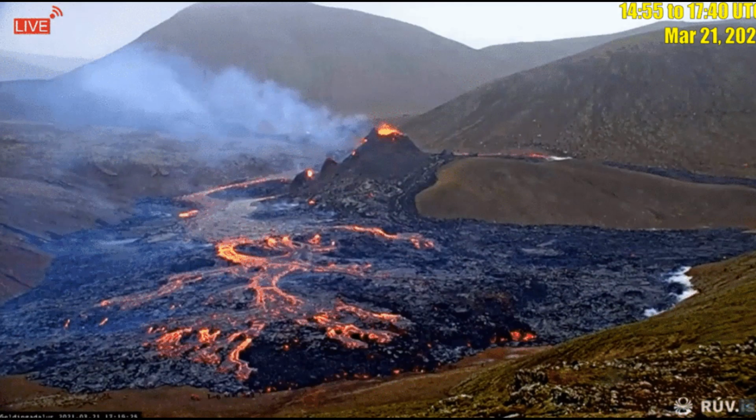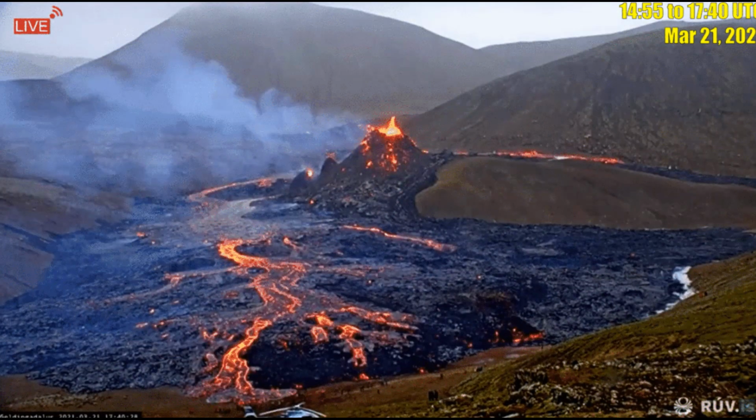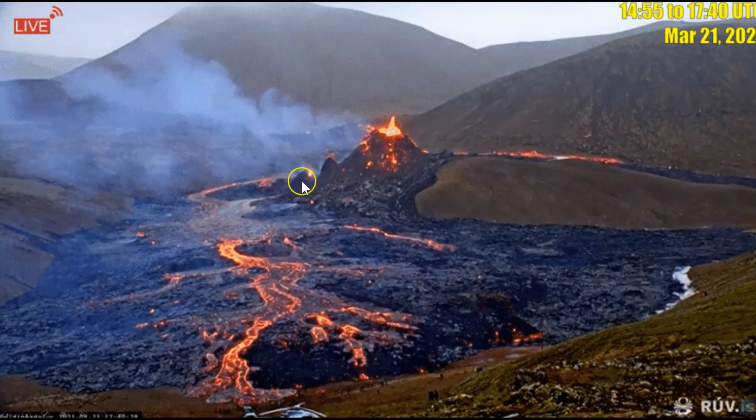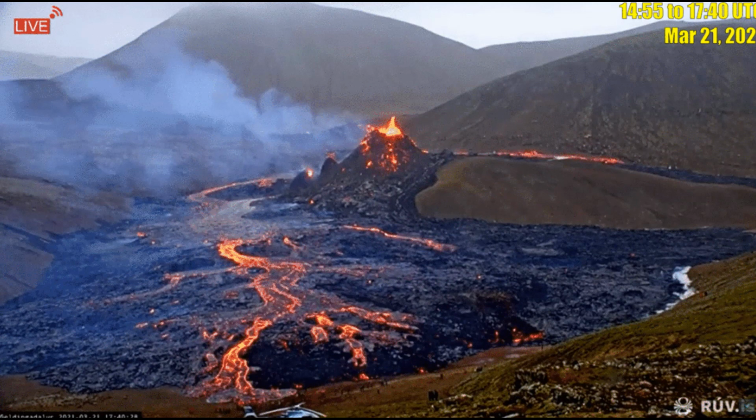So what are you noticing in this GIF? This is within the first couple of days of the eruption in Geldingadalur Valley. Here you can see in the background the three splatter cones that developed initially along the fissure. What are you noticing about the way in which that moves?